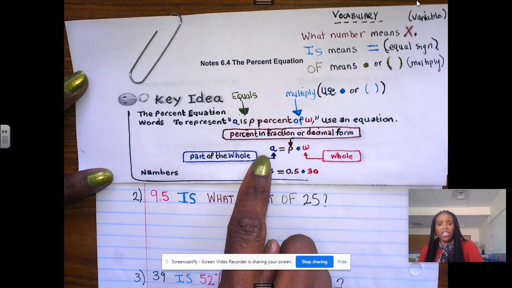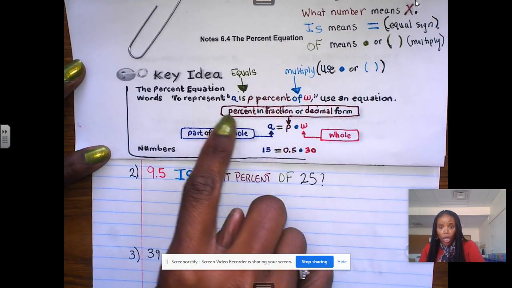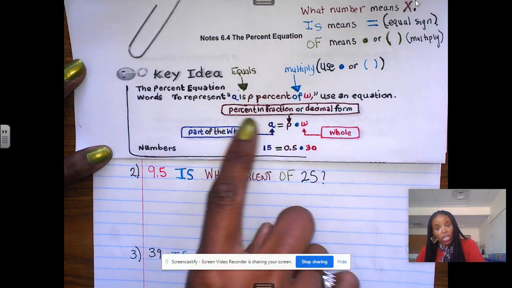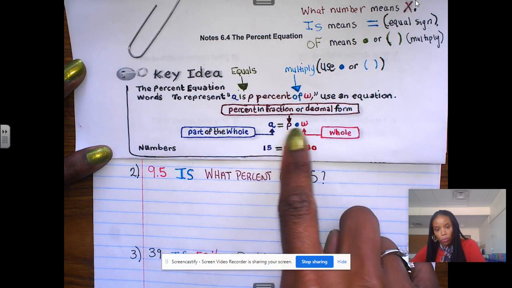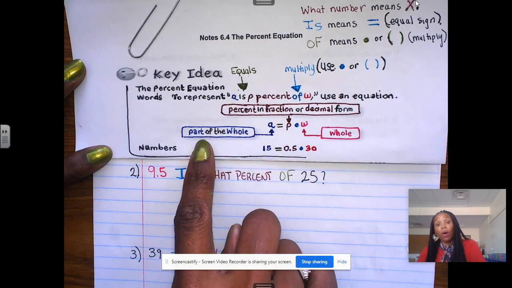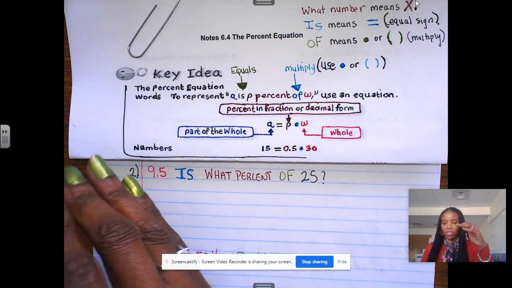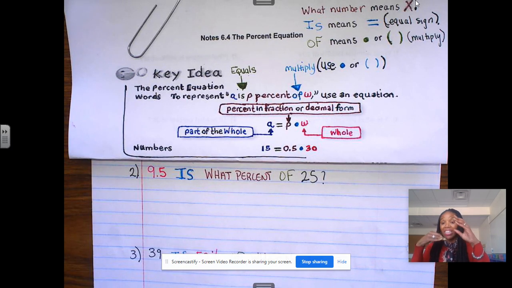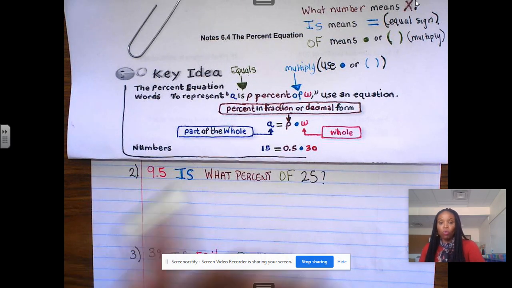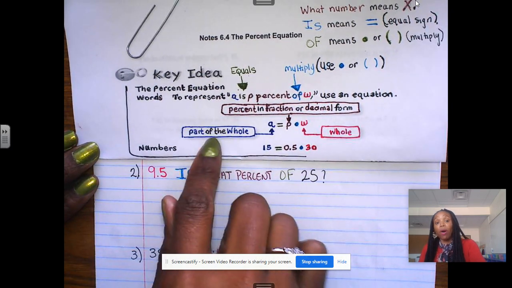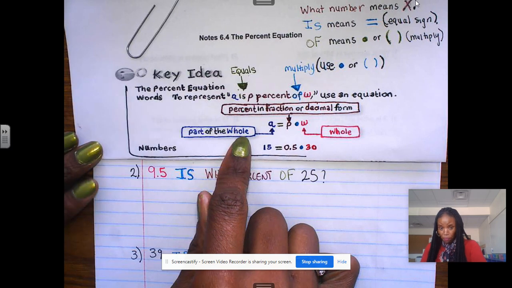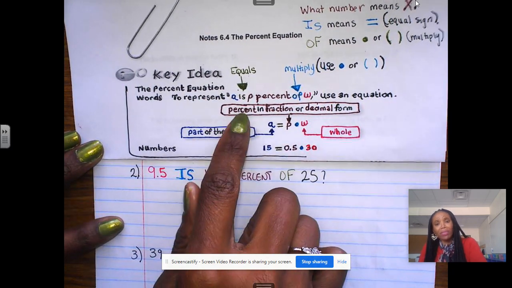Okay, so here, these words are now put into a formula. A is the part. You know in a fraction you have a numerator and a denominator. The numerator is on top, that's the part. The denominator is on the bottom, that's the whole, that's the total. So when you see A, that's going to represent the part. That is going to be your numerator. When you see P, that's a percent.